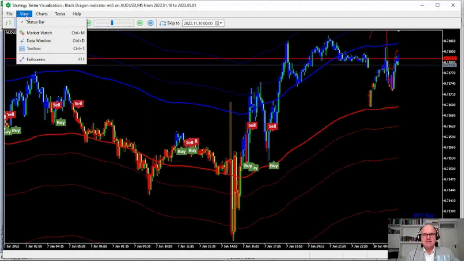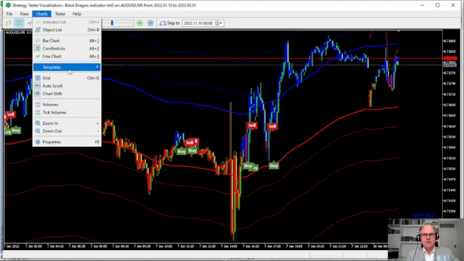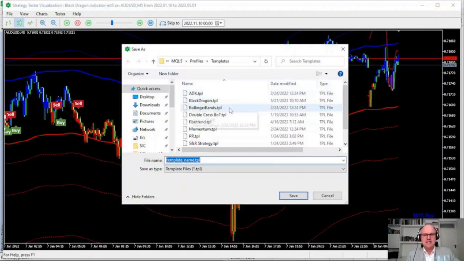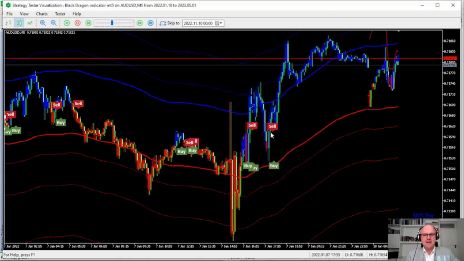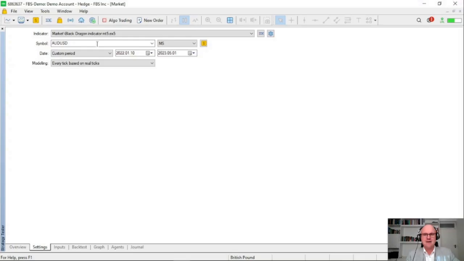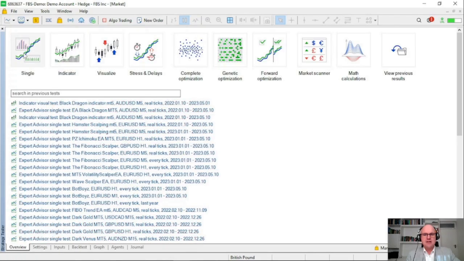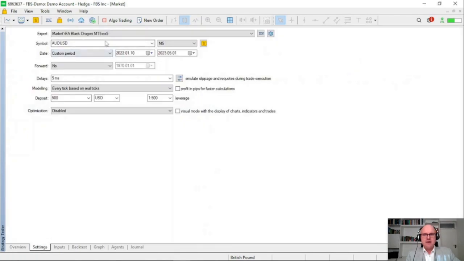Next, what we're going to do is save the template so that we can use it on our visual strategy test. So I'm going to save the template as Black Dragon. Yes, I'd like to replace it so that we can run it over the expert advisor and have a better idea how to trade it and run a profitable set file. So I'm going to use the AUD USD symbol, and we are going to test it on the 5-minute time frame. As always, it is best to test it against the time frame and instrument that you like to trade.